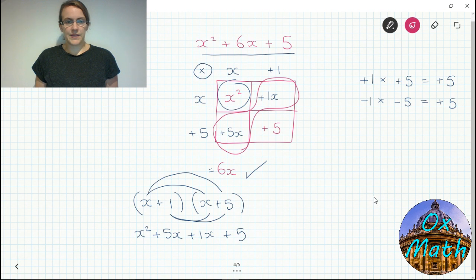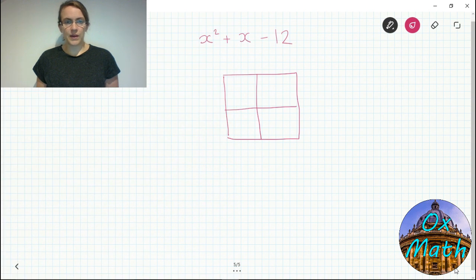Now that was a relatively simple example because there was only really one possibility, because you could only have x times x for x squared and 1 times 5 for 5. So let's look at a slightly more tricky example where there could be more than one thing to try.